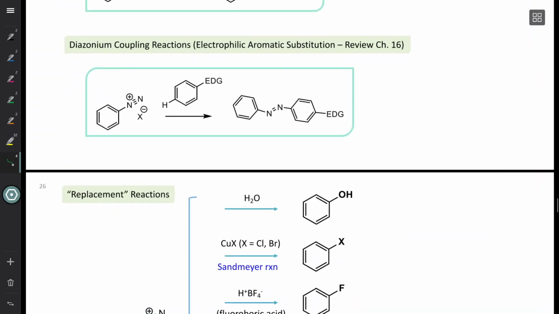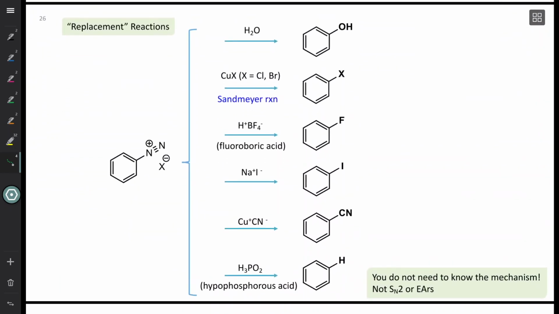So let's start with the replacement reactions. Here they all are. Now you don't need to know the mechanism at all, but you should know your reagents, right? And you can see that you can make a really wide variety of things. So you can make a phenol. This is a different way of introducing chlorine or bromine on benzene. This is called the Sandmeyer reaction with copper.